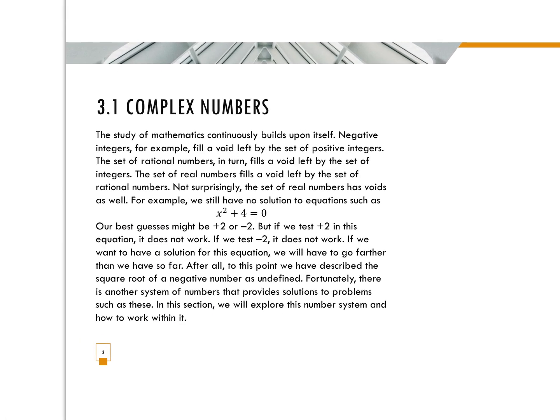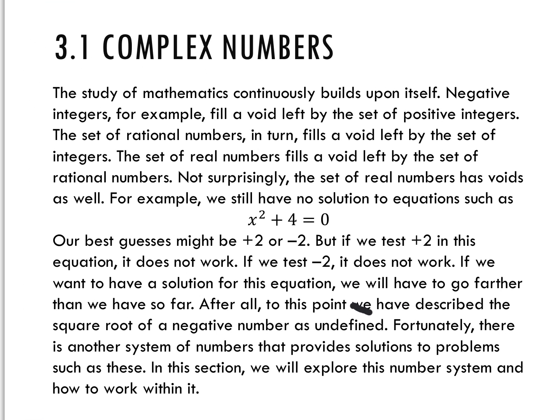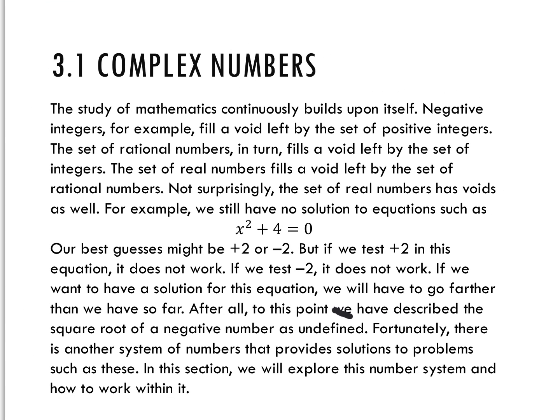So the first page in your book just talks about complex numbers. I don't really want to read this all to you. I'm going to glance through it and see, is there something in there that I like? It talks about the history of it a little bit. It talks about an algebra equation that you could not have solved. And what am I talking about? I'm talking about x squared plus 4 equals 0. Before you've learned about complex numbers or imaginary numbers, you could not solve that.